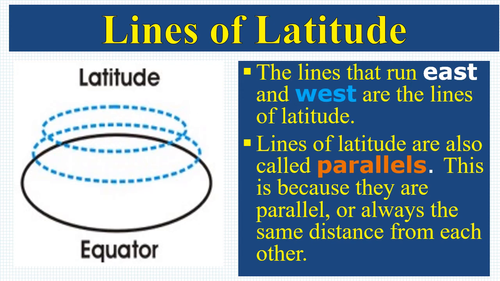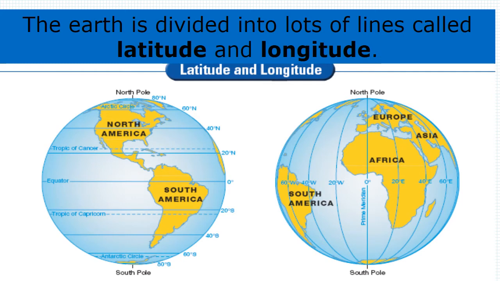The Earth is divided into lots of lines called lines of latitude and lines of longitude. We did that. So here you will see on the left, what do you think they are? That's right, lines of latitude. On the right, definitely, it will be lines of longitude, north to south.